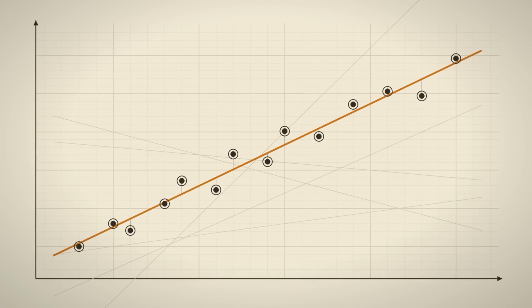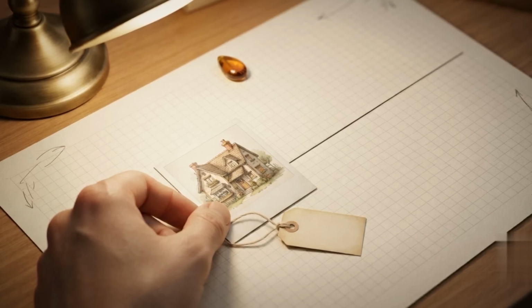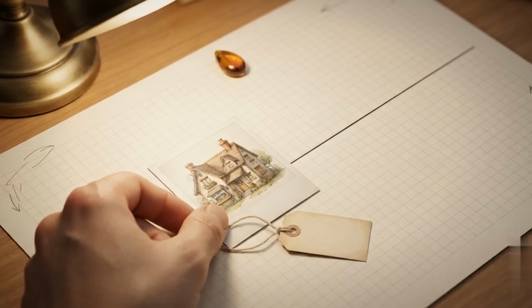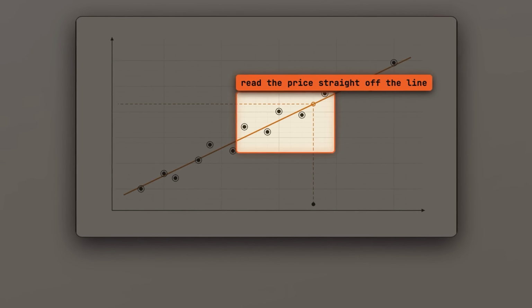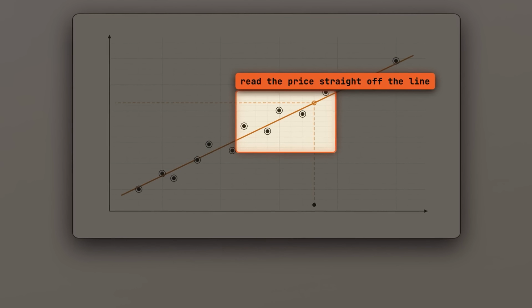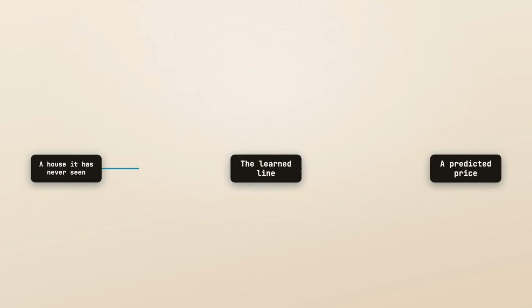And here's the payoff. Once that line is locked in, you can do something you couldn't do before. A brand new house shows up, one the machine has never seen. You take its size, find that spot on the line, and read the price straight off. The machine just made a prediction about something nobody ever told it, purely from the pattern it pulled out of the examples. That's the entire point of machine learning: learn the pattern from examples, then use it on something new.